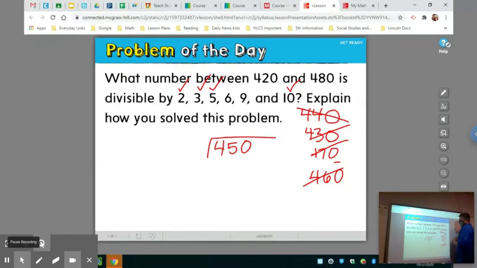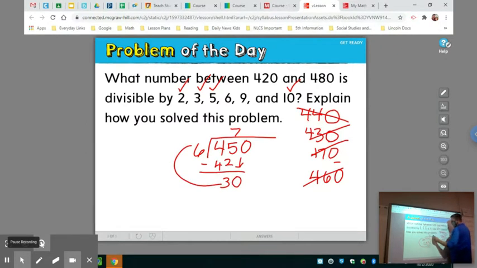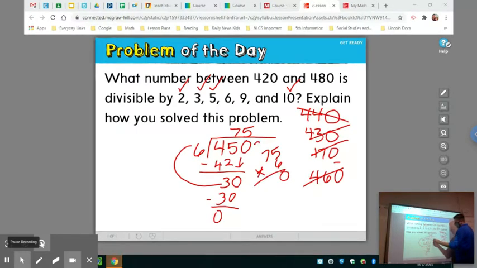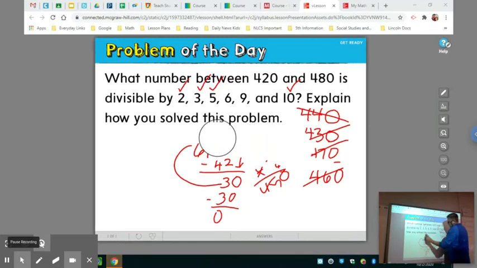6. So how many times will 6 go into 4? 0 times. How many times will 6 go into 45? 7. Thank you, Colton. 7. What's 7 times 6? 42. Bring this down. Subtract it. You get 3. Bring this down. 0. How many times does 6 go into 30? 5. Okay. So 75 times 6, if I'm checking it, is 450. 6 works. I'm thinking that this might be our answer.